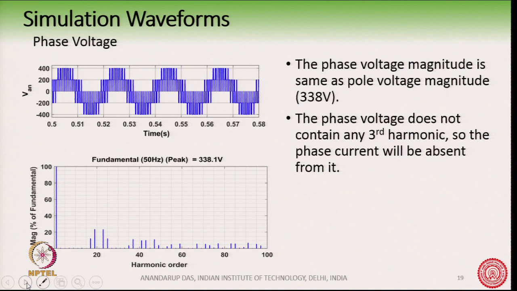And what will happen in the phase voltage? We see that in the phase voltage, the fundamental phase voltage magnitude is the same as the pole voltage magnitude. You see here the fundamental phase voltage is again 338 volt here, but since the line voltage does not contain any third harmonic, it cannot contain any third harmonic because it will always cancel out. So, the load phase voltage will also not contain any third harmonic, as you can see from the harmonic spectrum.